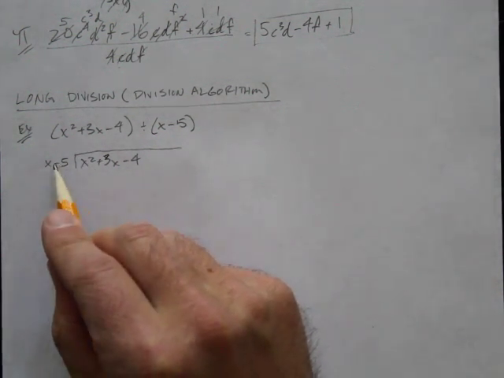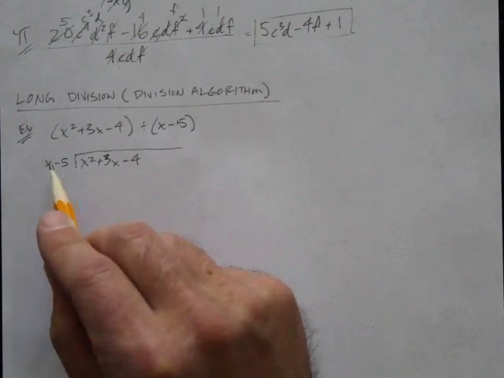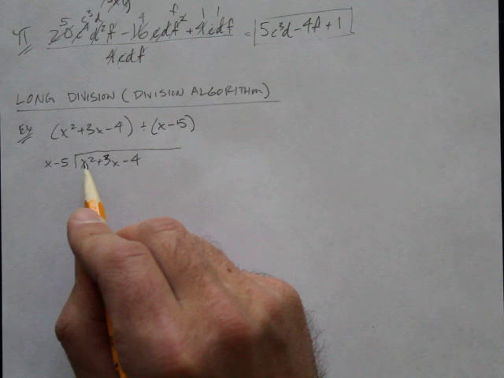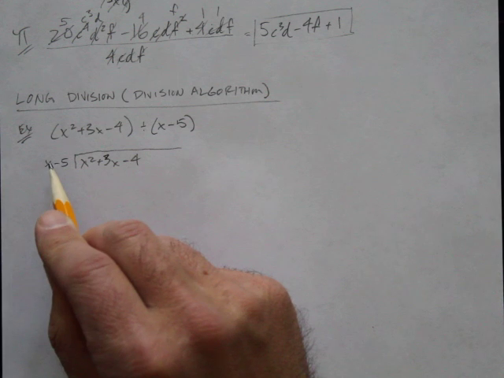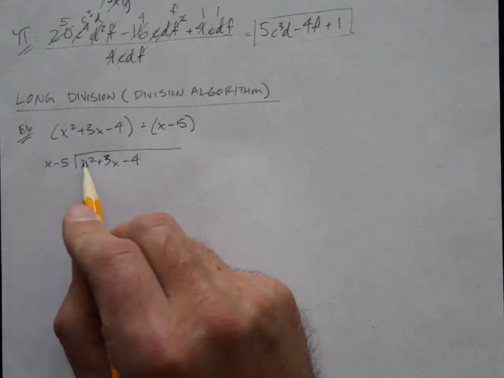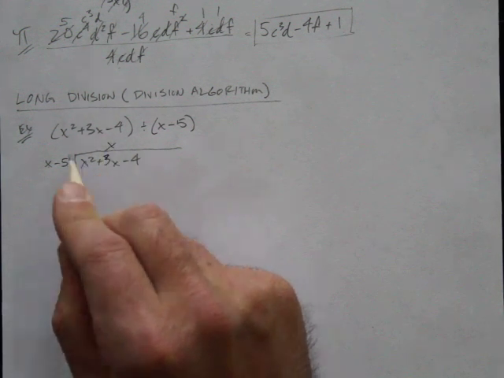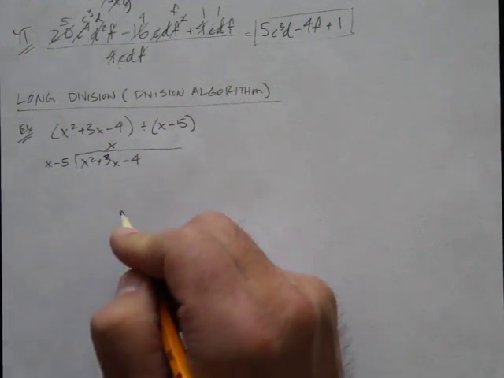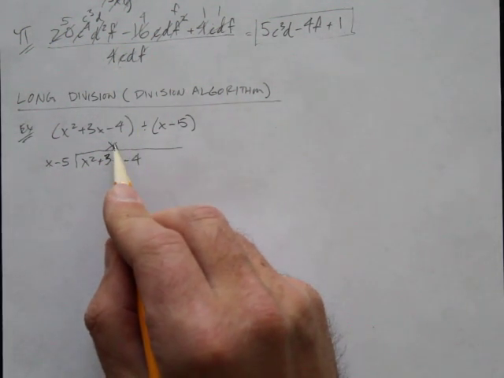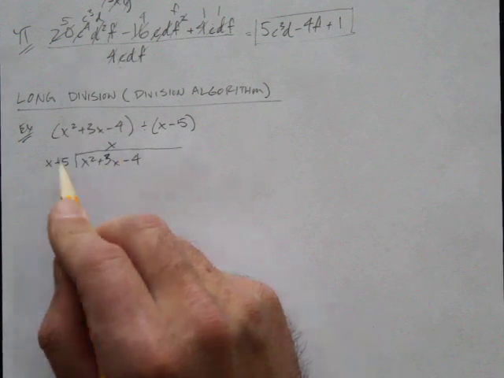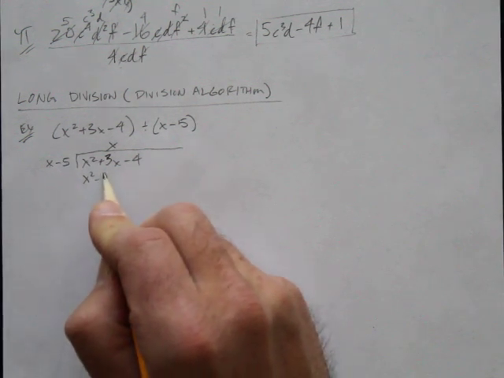I look here and I look at what I need to get from x to x squared. What do I multiply by x to get to x squared? X, right? And we're going to put that right here over the other x. Then I multiply it. X times x is x squared. X times negative 5 is negative 5x.